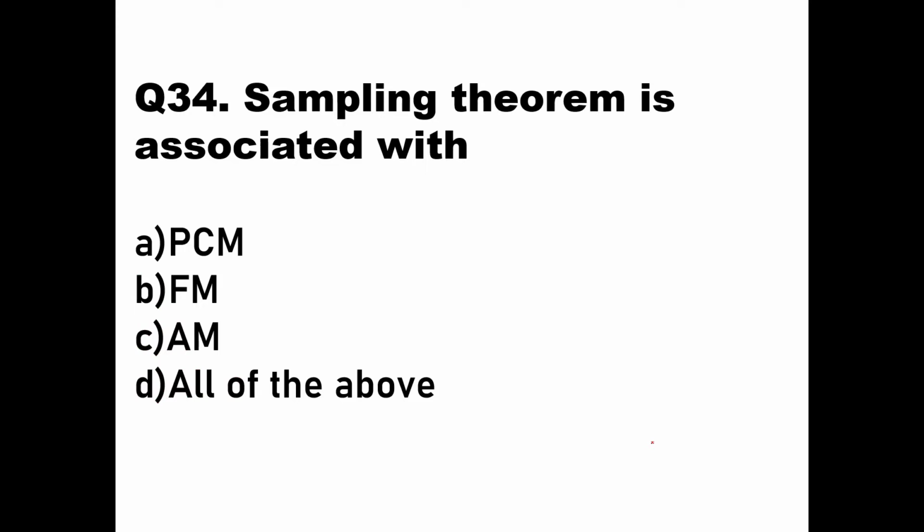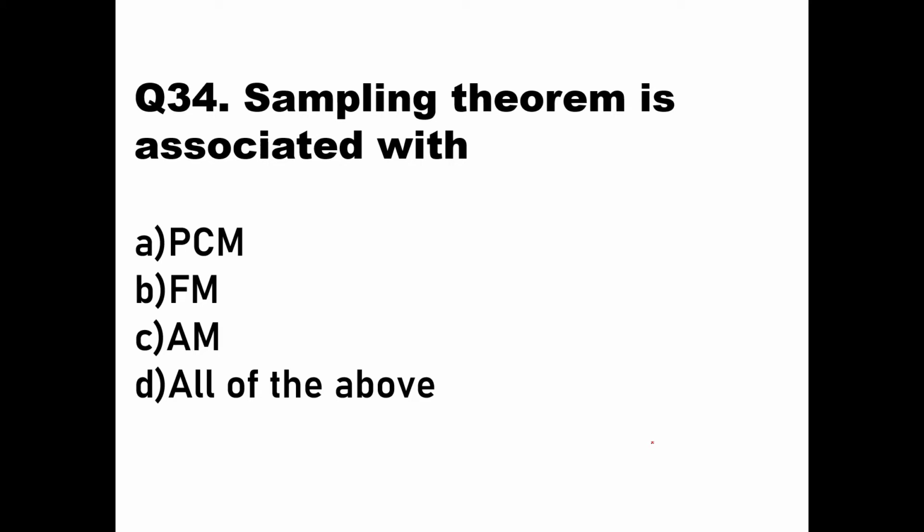Question number 34. Sampling theorem is associated with what? Pulse code modulation, frequency modulation, amplitude modulation, or all of the above? Obviously, option A will be the correct one, pulse code modulation, where we are converting an analog signal into digital. And while converting an analog signal into digital, first we have to make samples of the analog signal, and then you have to quantize them. Sampling and quantization are the two processes. So in sampling, the sampling theorem is used.